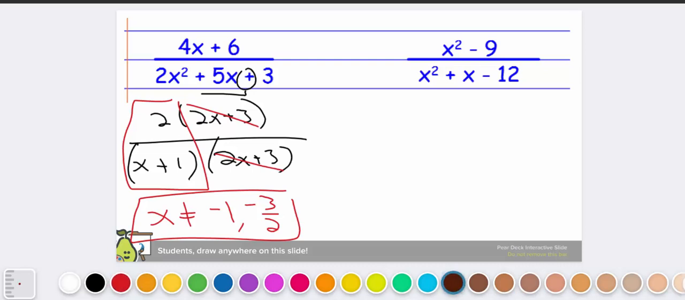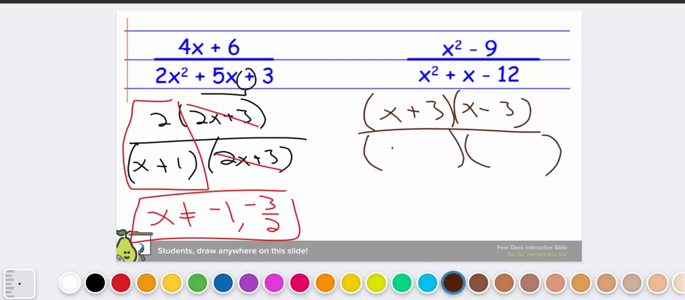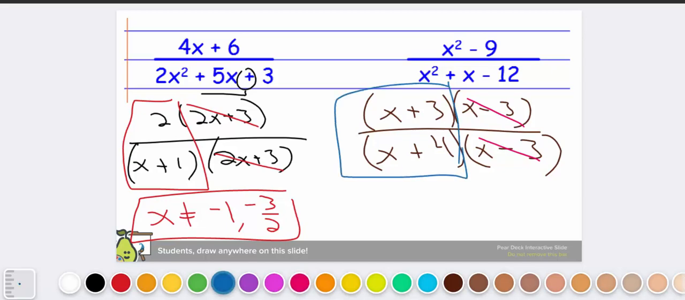Alright, difference of squares up top, so x plus 3 and x minus 3. And down below, 12, they're 1 apart, that's 4 and 3. X and 4, x and 3, plus 4 and minus 3. As luck would have it, it looks like I wrote my x minus 3's on top of each other again. I'm doing pretty good. So we got x plus 3 over x plus 4, that's my final answer. Simplified rational expression. X, you are not allowed to be negative 4 or positive 3.